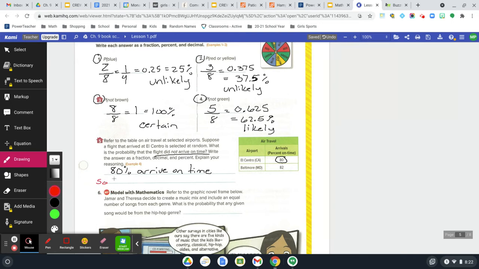So then 20% do not arrive on time. Okay, you found the complement. 80% of the flights arrive on time based on what the table is showing us here. So that means the complement of that to equal 100%, 20% of those arrivals at the airport do not arrive on time. 20% is your answer. Okay, let's keep going.